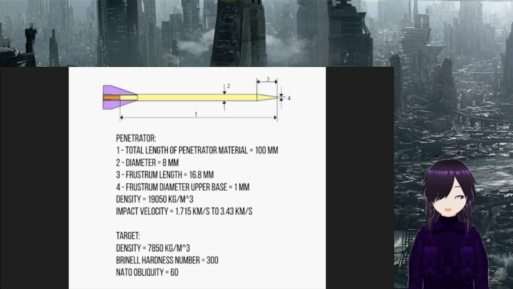We don't know the frustum length or diameter upper base, so I used the proportions of the M829. Thus, I assume the length to be 16.8 millimeters, and the diameter upper base to be 1 millimeter due to it being a spike and, assumedly, terminating in a pointed tip. For the target, I used the average density of steel because I could not find a good source for the density of rolled homogeneous armor steel, which has a Brinell hardness number of 302 to 400.